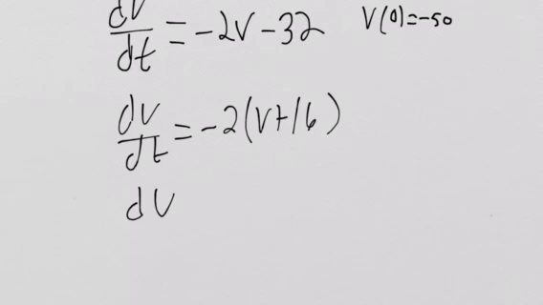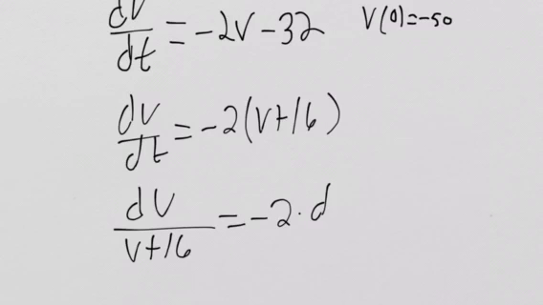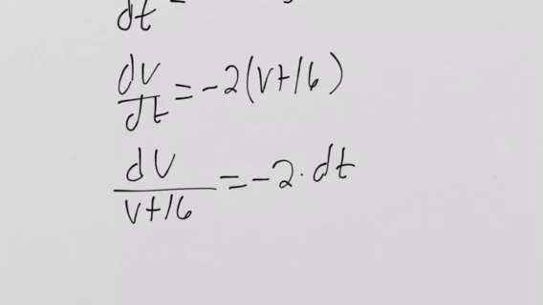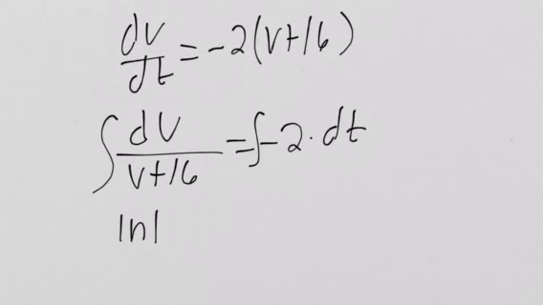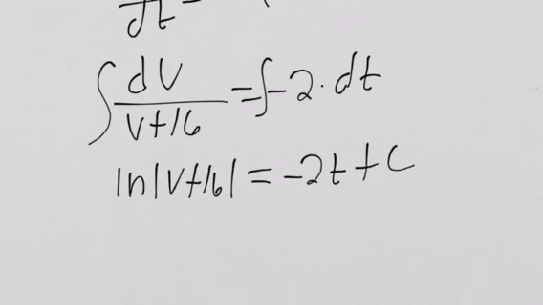So now we can divide that v plus 16 over and get dv over v plus 16 equals -2 times dt. So now when we integrate both sides, we get natural log absolute value of v plus 16, the integral of 1 over, okay, and this equals -2t plus c.